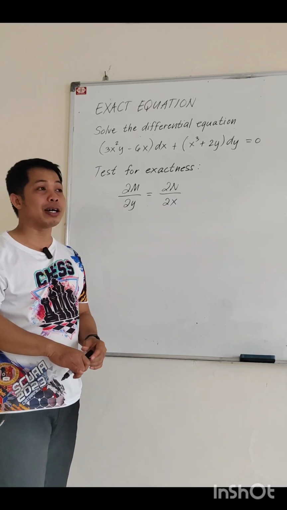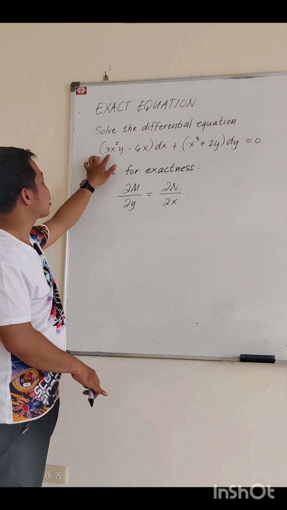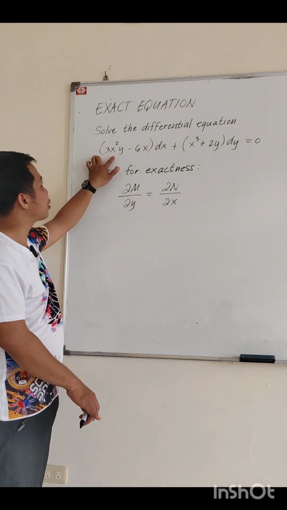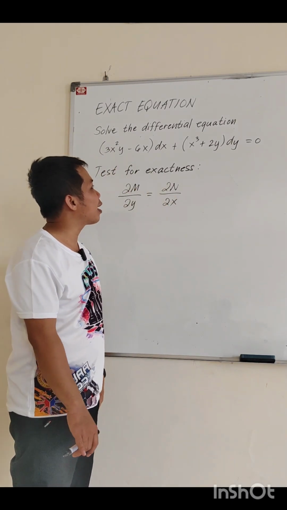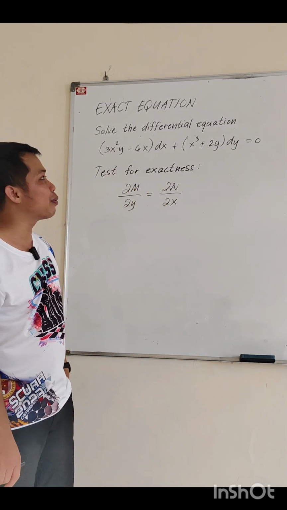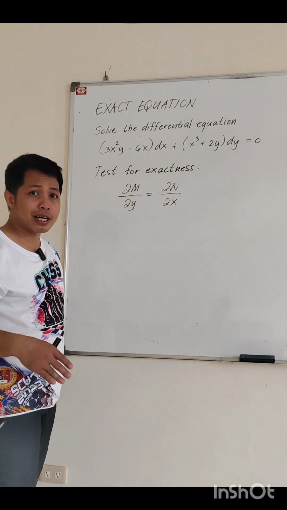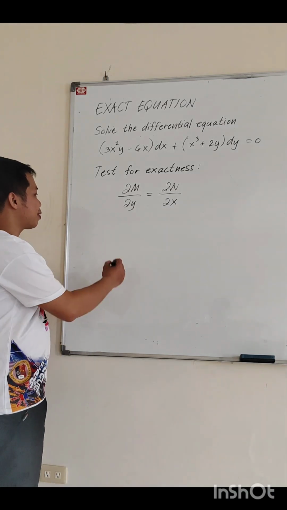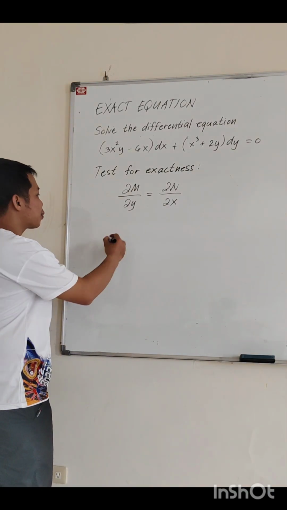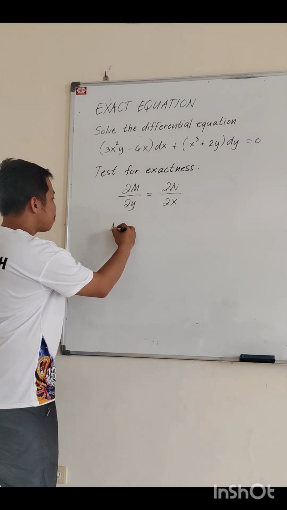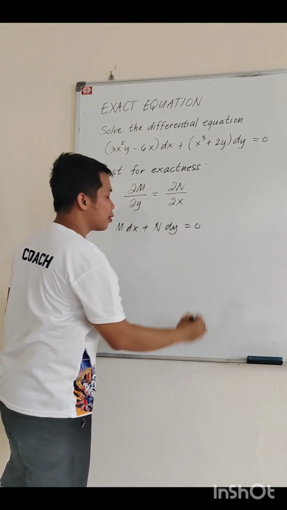On the board, we have a differential equation defined as quantity 3x squared y minus 6x dx plus quantity x cubed plus 2y times dy equal to 0. So, before tayo mag-proceed sa pag-solve ng differential equation na 'to, let me discuss to you this equation M dx plus N dy is equal to 0.